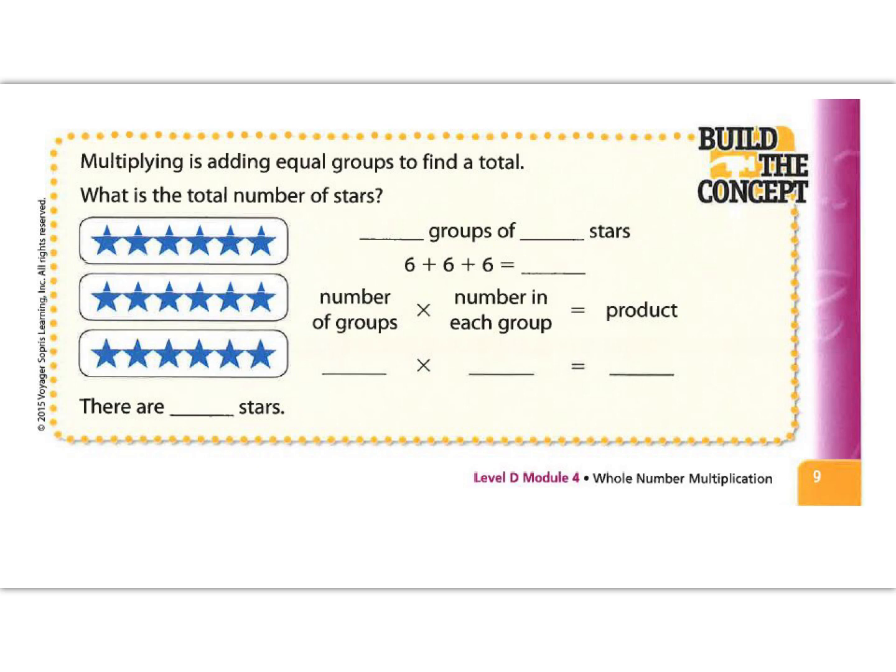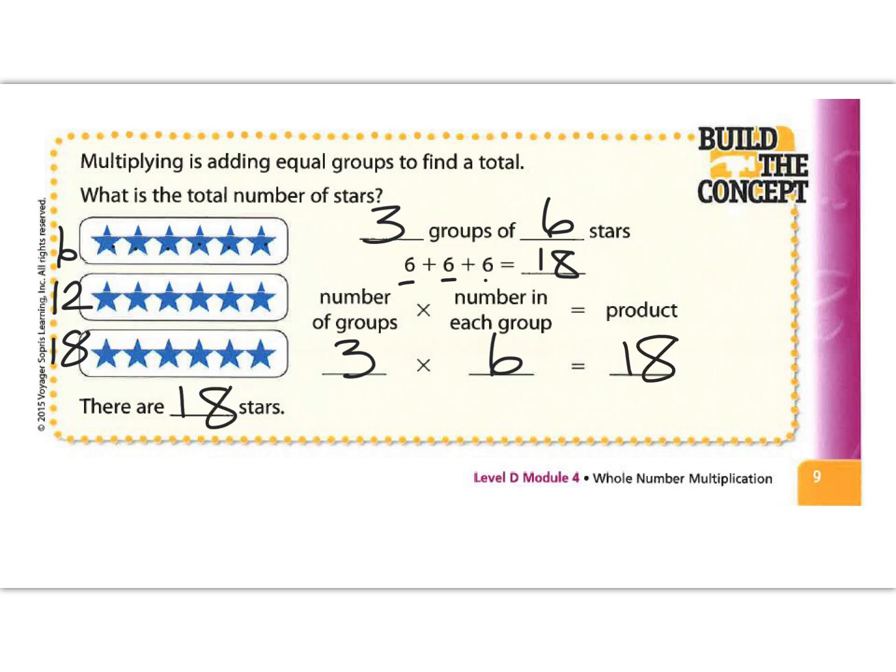So this says that multiplying is adding equal groups to find a total. What is the total number of stars? So we can see we have 1, 2, 3 groups, and then in each group there's 1, 2, 3, 4, 5, 6 stars. So you would have 6 plus 6 plus 6. 6 plus 6 is 12, plus 6 is 18. So we know that's 18. There are 3 groups, 6 stars in each group, so the product or the answer is 18. So there are 18 stars total.